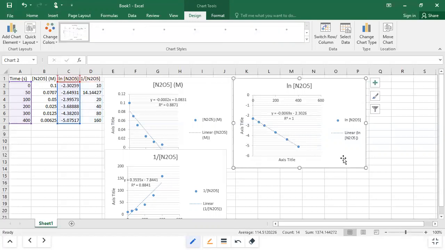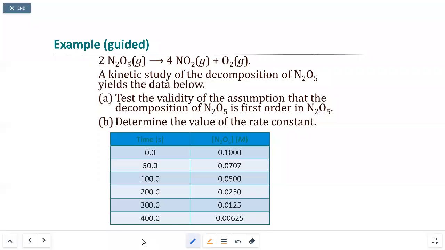So going back to the question here, test the validity of the assumption that the decomposition is first order. Yeah, we've done that. That was the scatter plot that we made.